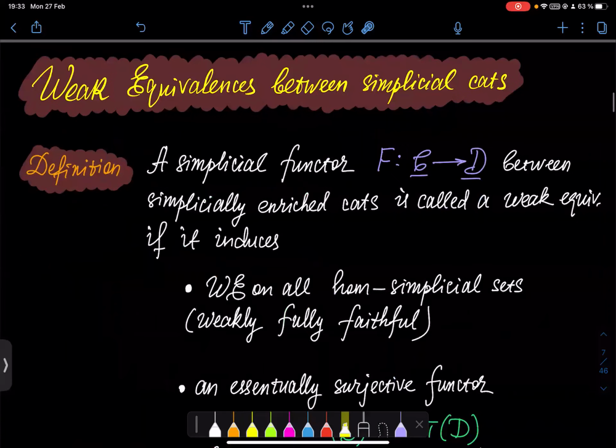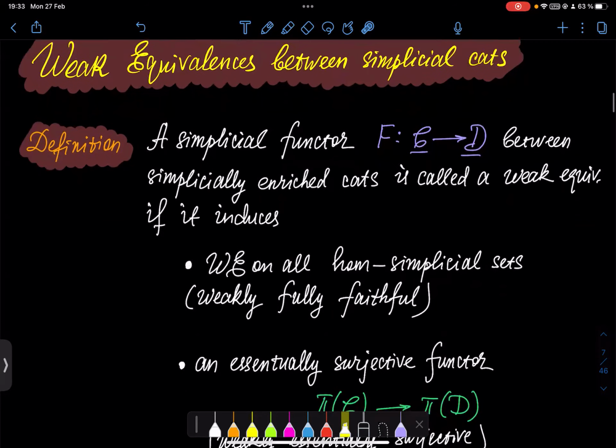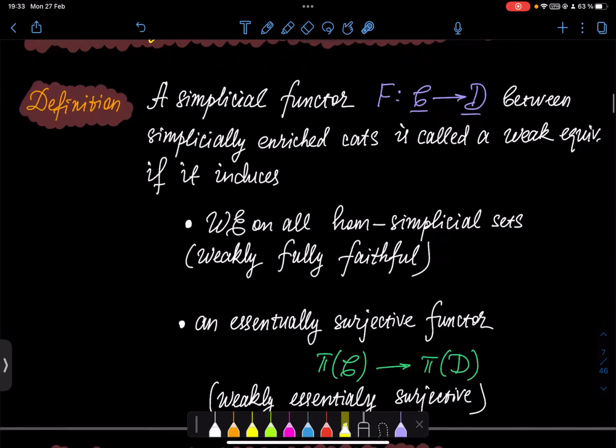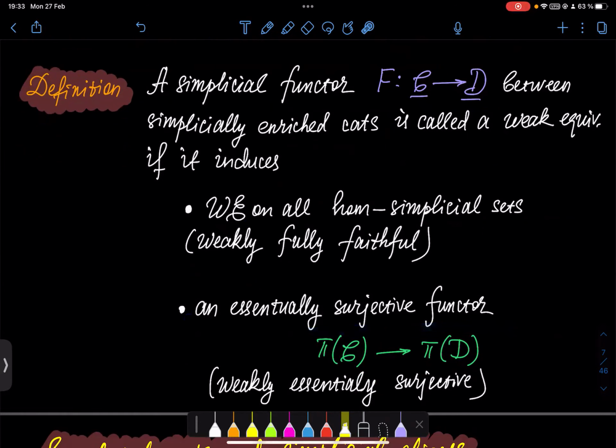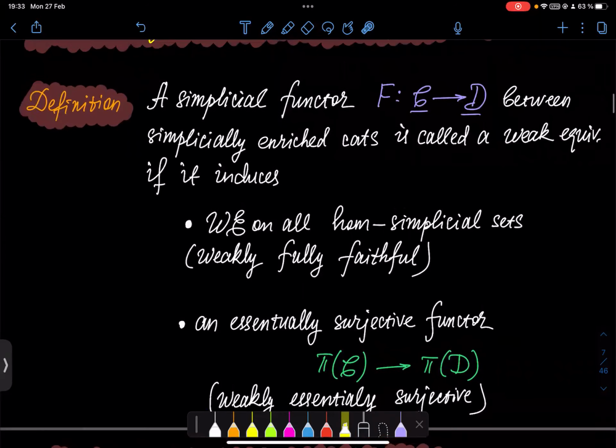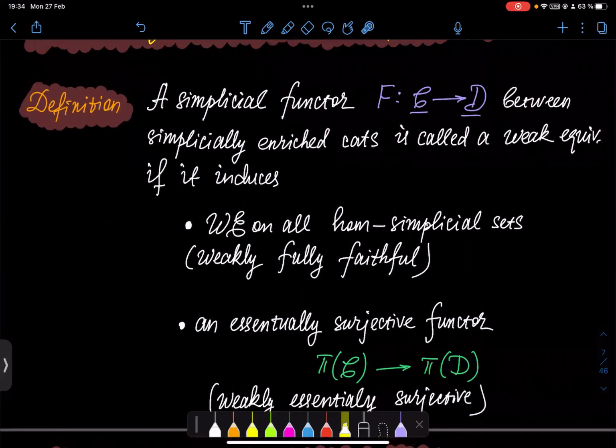Now let us discuss weak equivalences between simplicial categories. The definition: a simplicial functor F between simplicially enriched categories is called a weak equivalence if it satisfies two conditions. The first point is that it induces weak equivalences on all hom simplicial sets, that is, it is weakly fully faithful, and the second condition is that it is an essentially surjective functor. This is a weakly essentially surjective condition. This is the definition of a weak equivalence between simplicially enriched categories.